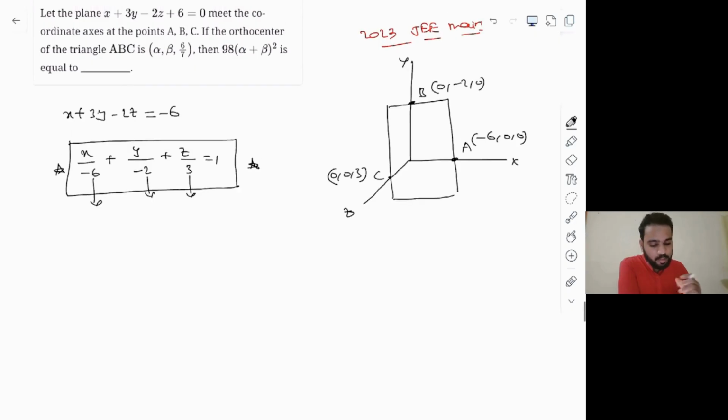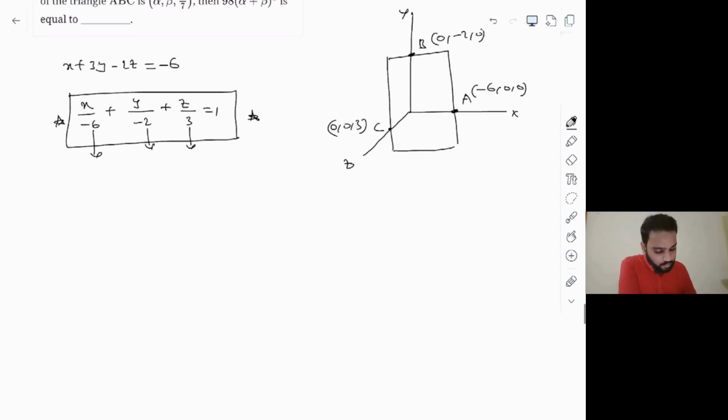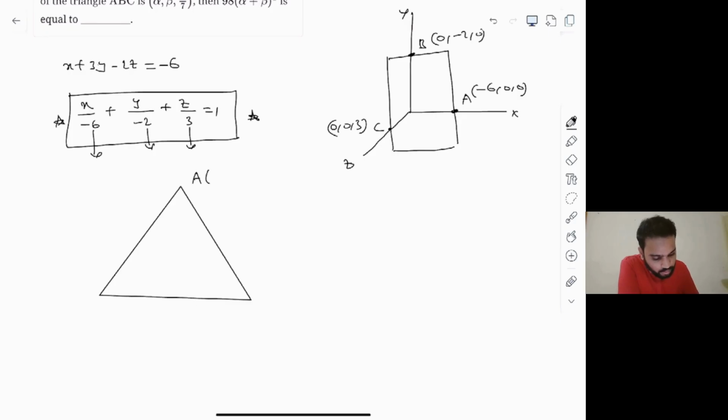Now let's read the question. If the orthocenter of the triangle ABC is given as (alpha, beta, 6/7), we have to find the value of 98 times (alpha plus beta) whole square. Okay. So let us construct the triangle first. This is your triangle ABC, and since we have all three vertices, it's a huge advantage to us. Point A is (-6, 0, 0), point B is (0, -2, 0), point C is (0, 0, 3).